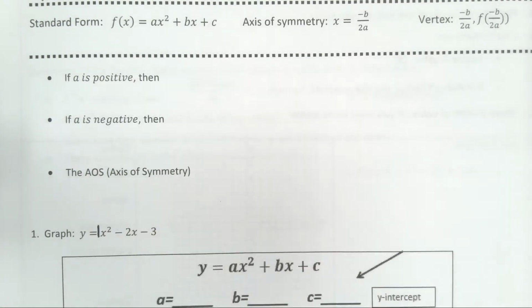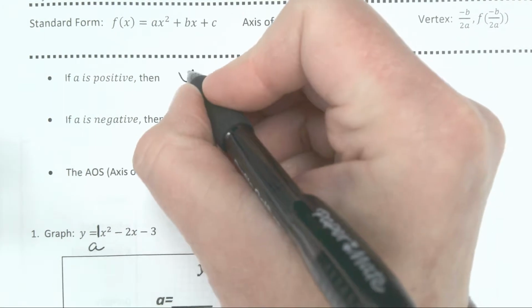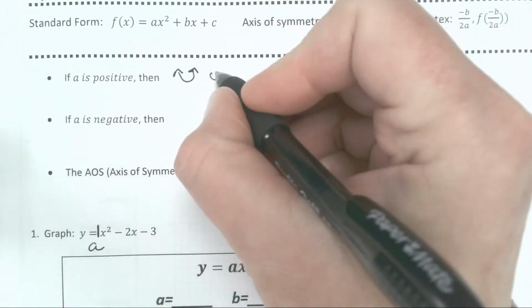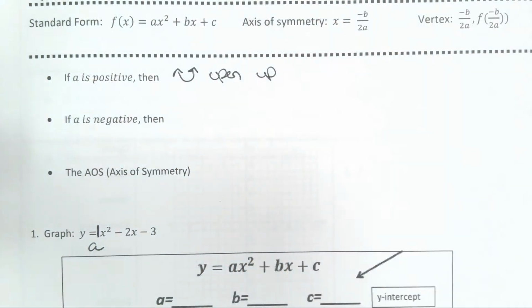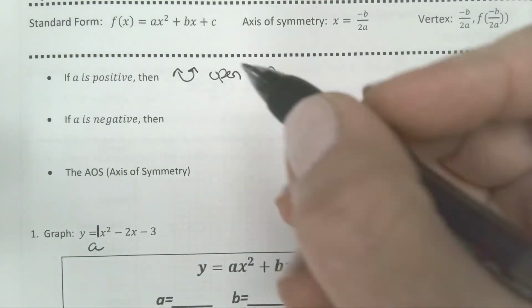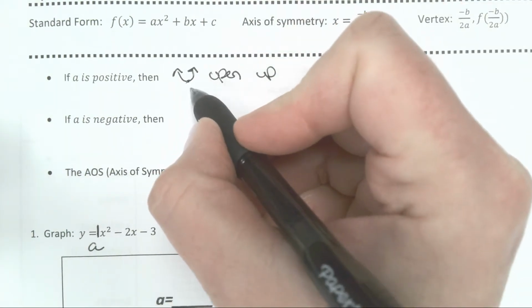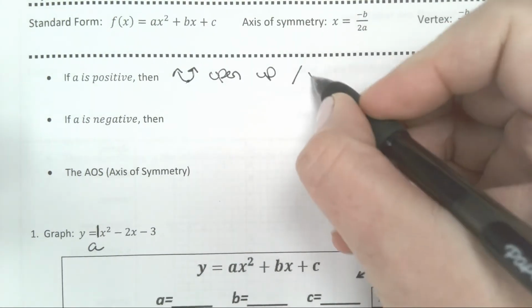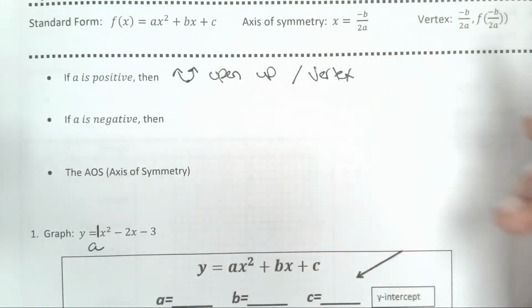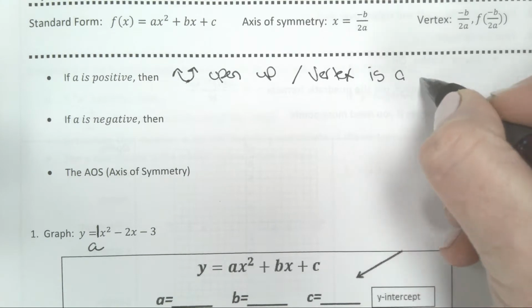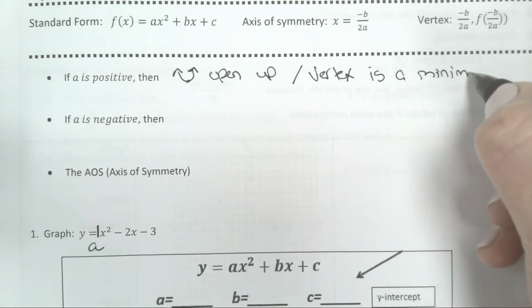So remember, if there's no number in front of it, then there's an invisible 1. And so this is my a term right here. It's always x squared's coefficient. The rule is if a is positive, then your graph is going to look like this, and it's going to open up. And this right here, there's my vertex, and your vertex is a minimum.